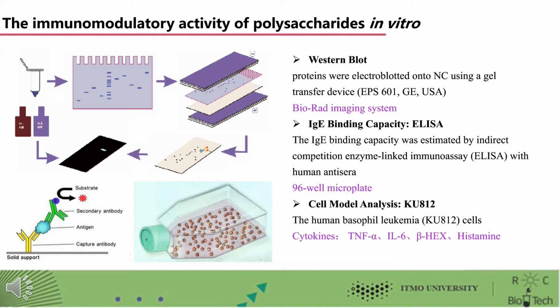Secondly, we can continue to estimate the IgE binding capacity by indirect competitive enzyme immunoassay. Finally, using the KU812 cells model, we further examine the effect of Mesona Chinensis Benth.